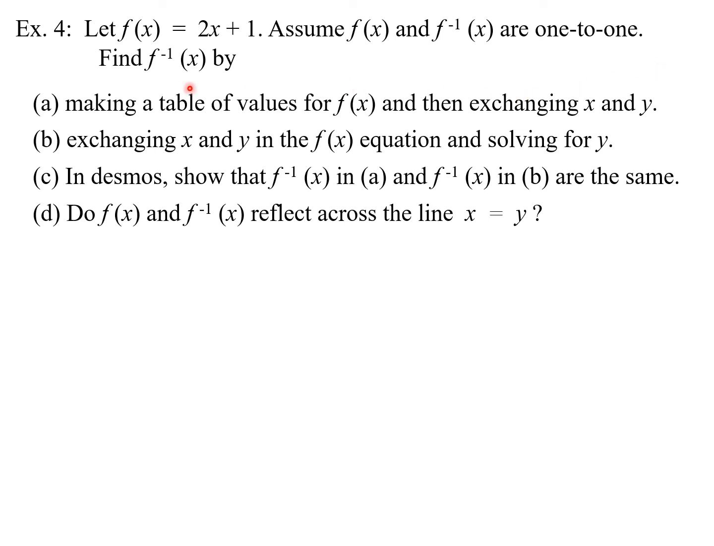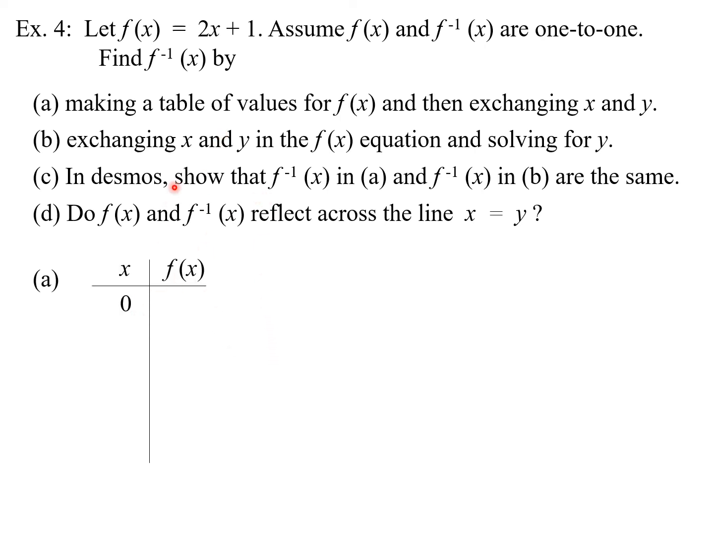Next thing we want to do, let's say f of x is this, and we're going to assume they're one-to-one. We're going to find the inverse by making a table of values, and then exchanging x and y, and then we'll do these things in order. So let's do part A first. Let's make a table of values.